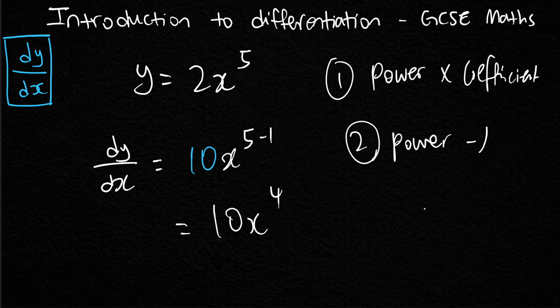So if it was 2x to the power of 1, which would just be 2x, right? This would just be 2. The x would be removed because it'd be x to the power of 0, which is 1. So it'd just be 2 times 1, which is also 2. Let's look at a few more examples to consolidate.